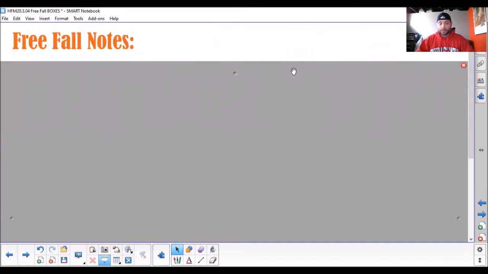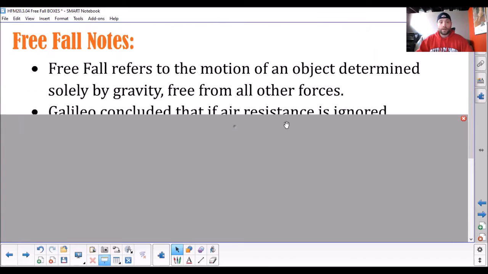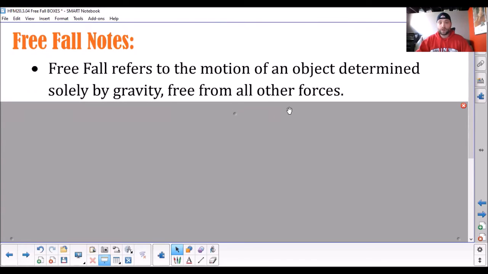This brings up this concept of free fall. Free fall refers to the motion of an object determined solely by gravity, free from all other forces. Basically anything that's falling, anything in the air that is not self-propelled or does not have significant air resistance is going to be in free fall. Dropping your phone on the table, jumping out of a window, throwing a baseball up in the air, all of those things are considered free fall.